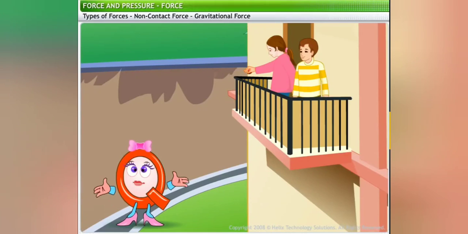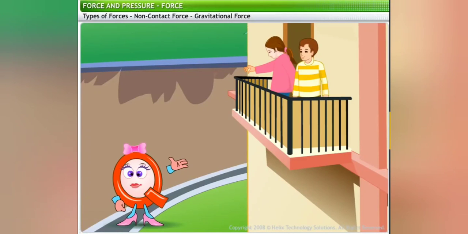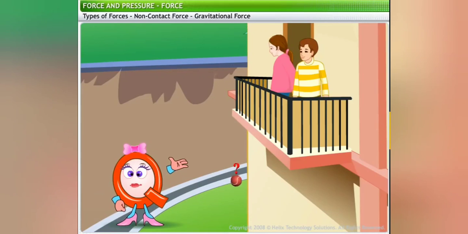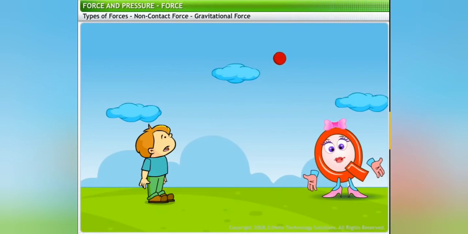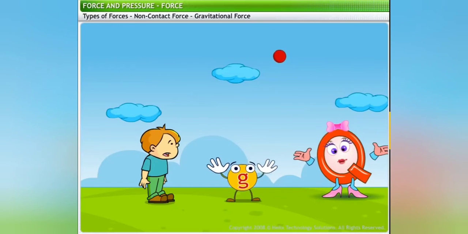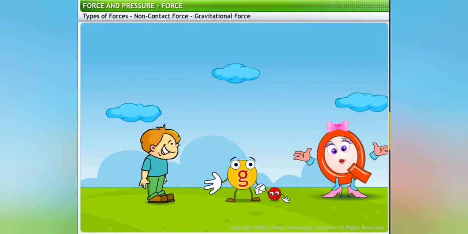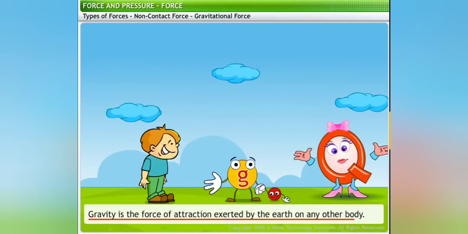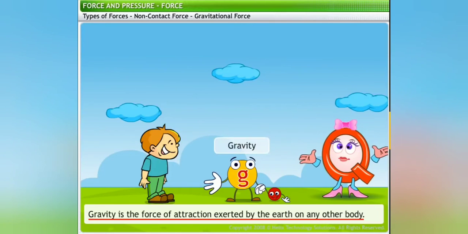Now, let's see Tina drop a ball from the balcony. Now I'll have to go down to get it. But why do you think it went down? Why didn't it float around in the air? How can it? Everything comes down to earth, whatever height you drop it from. You're right. But there is a reason for that. The earth exerts a force of attraction on all bodies on and near its surface. This force of attraction exerted by the earth on any other body is called gravity.